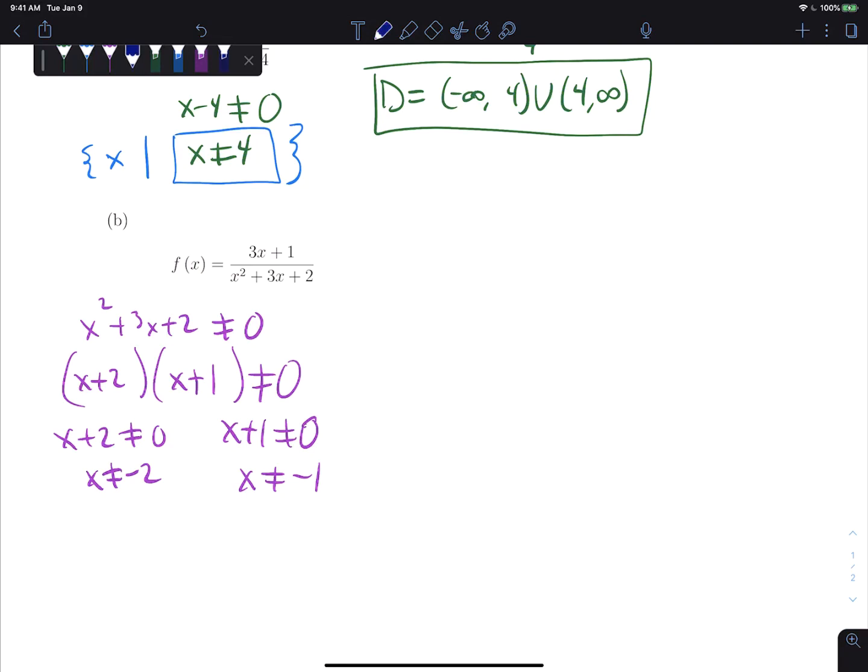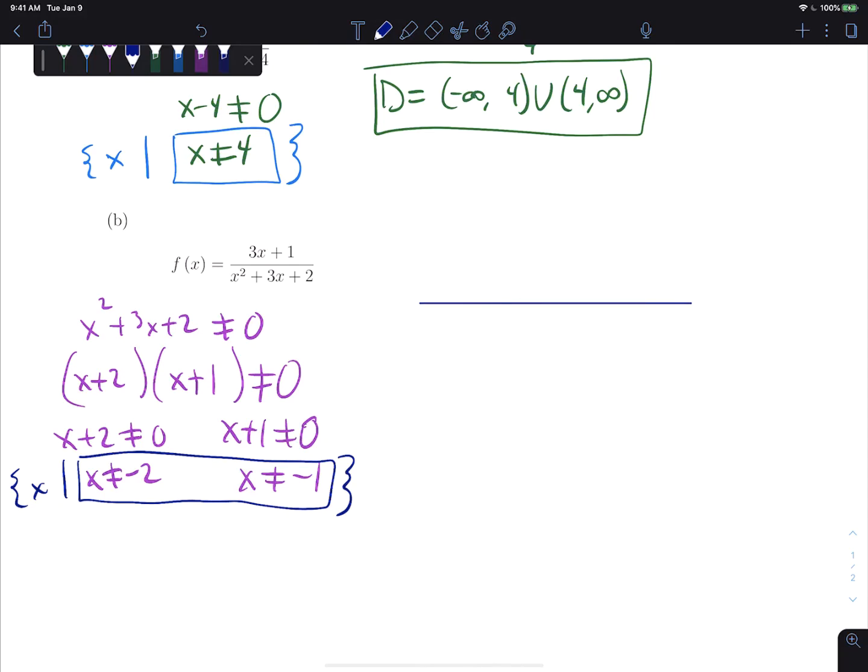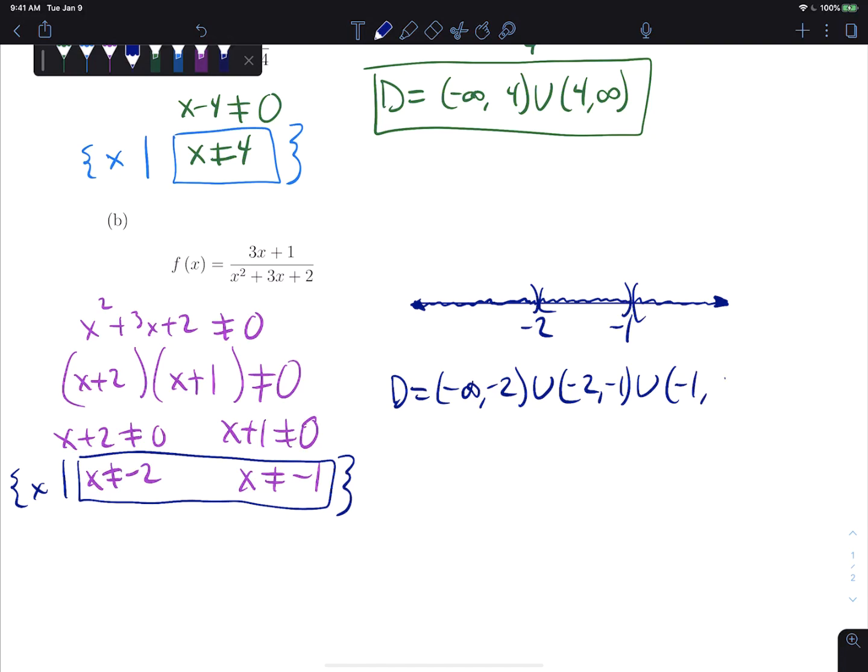So what we would see in my math lab would be the following. The set of all x such that, and then this big square bracket, and then close the curly brackets. For me, though, I prefer the following. We can use everything to the left of negative 2, excluding negative 2, everything between negative 2 and negative 1, excluding both endpoints, and everything to the right of negative 1. So the domain here would be negative infinity to negative 2, union, negative 2 to negative 1, union, negative 1 to infinity.